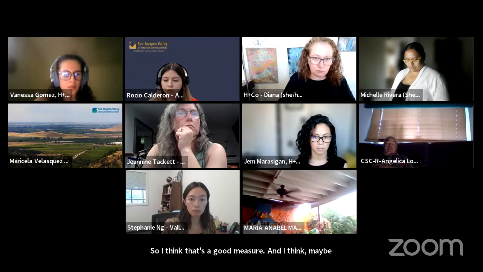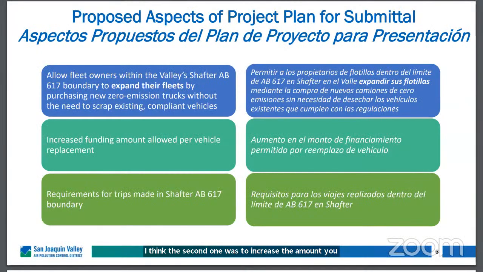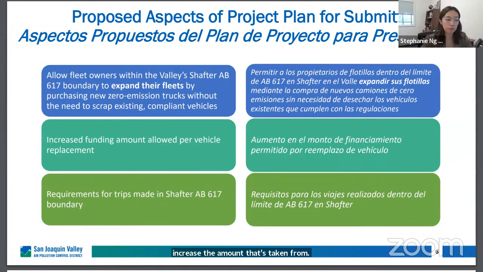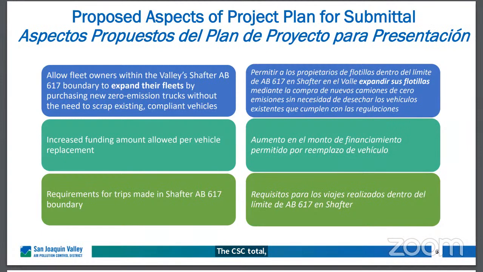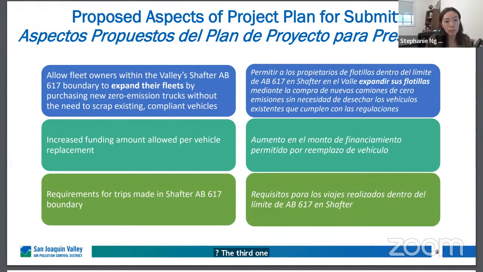I think the second one was to increase the amount you could give per truck, but maybe not necessarily increase the amount that's taken from the CSC total, right? Correct. And what was the third? The third one was requirements for trips made in Shafter. Oh, just that they're made within the Shafter boundary. Yeah. Okay, and maybe so, to your, go ahead.